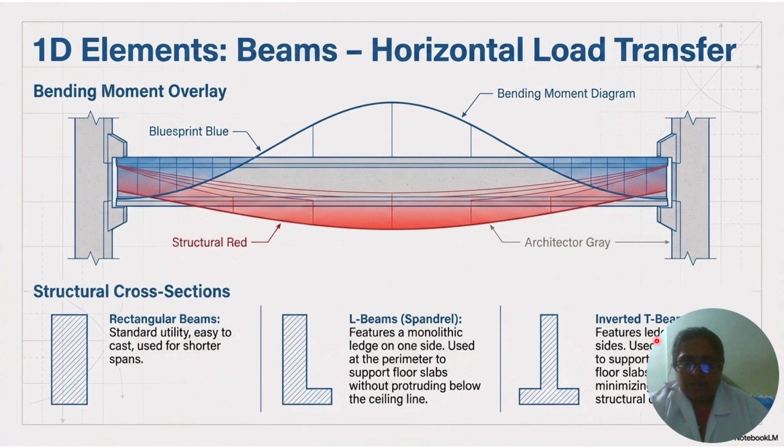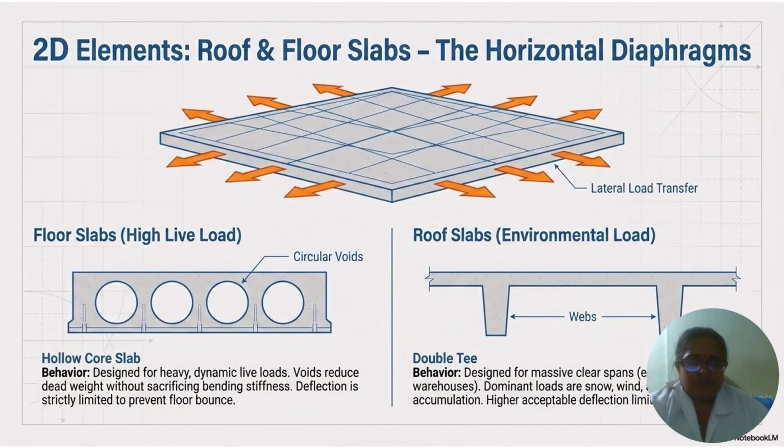And inverted T-beam features a ledge on both sides, used to support floor slabs, minimizing structural connections. Next one is two-dimensional elements. As we have seen earlier, the two-dimensional elements are roof and floor slabs and wall panels.